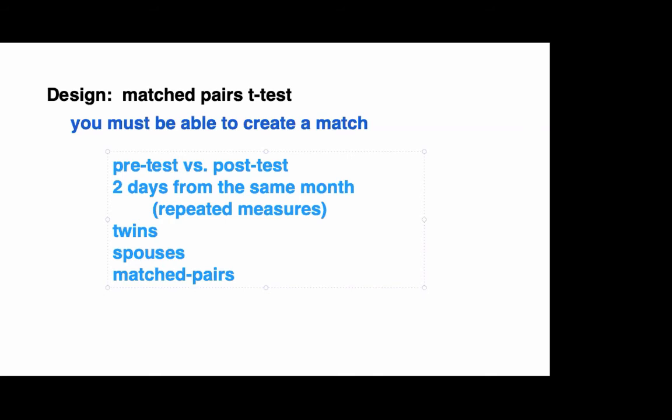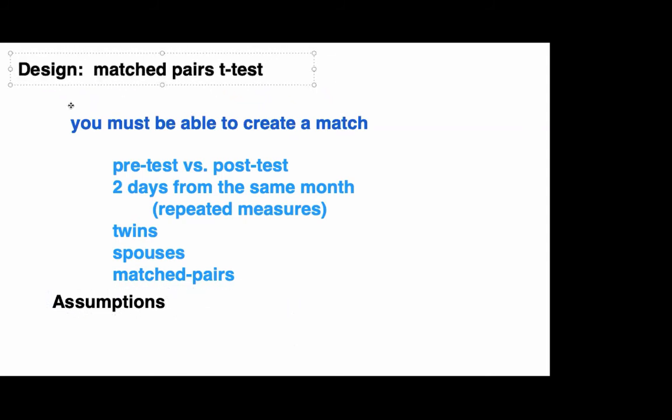So that's what we mean when we say matched pairs. Okay, so now there's a couple of assumptions that come into play. Let's talk really briefly about the assumptions. When can we actually do a matched pairs t-test? Because that's kind of the important part for this. When can we actually do this?